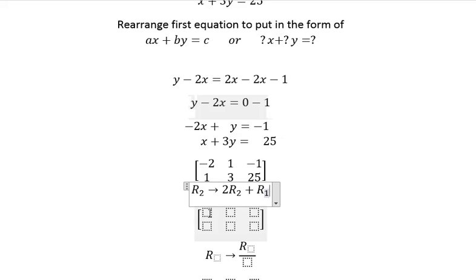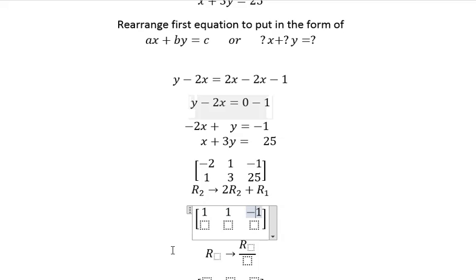Now in this case, row 1's not going to change. I'm only doing something to row 2, so I can just write row 1 in as it is to start with. And I accidentally wrote that in incorrectly there. Let's go back. It is a negative 2 there.